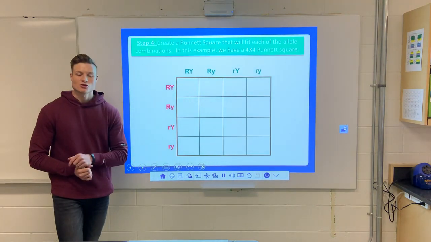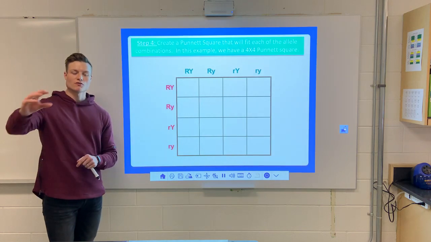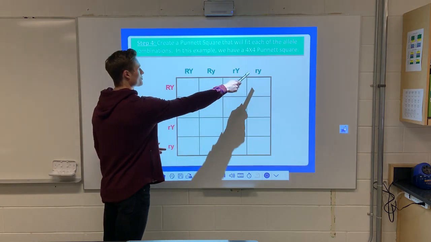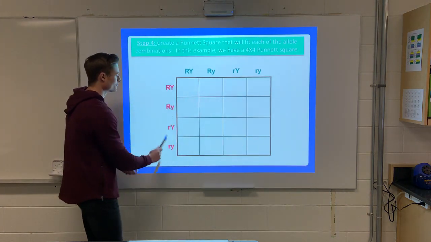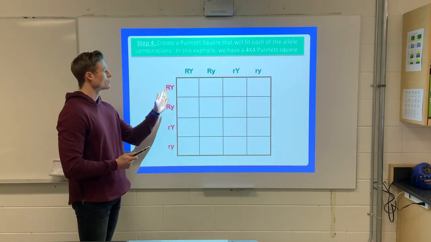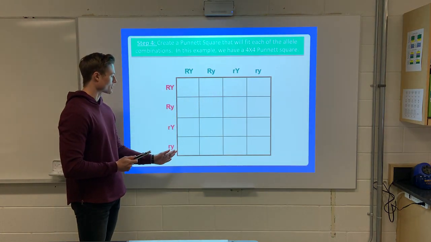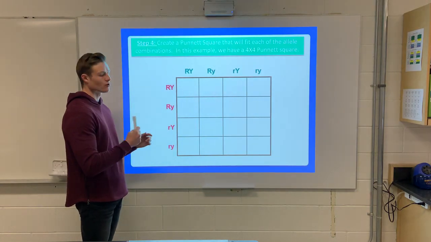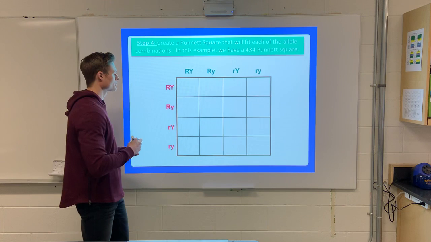All right, let's set up our Punnett square. It's a little larger than normal. Why? Because we need to put all of our possibilities on the top and the side. That means we have 1, 2, 3, 4 possibilities here, 1, 2, 3, 4 possibilities here. Instead of having a 2 by 2 Punnett square, we now have a 4 by 4 Punnett square, giving us 16 boxes in total.